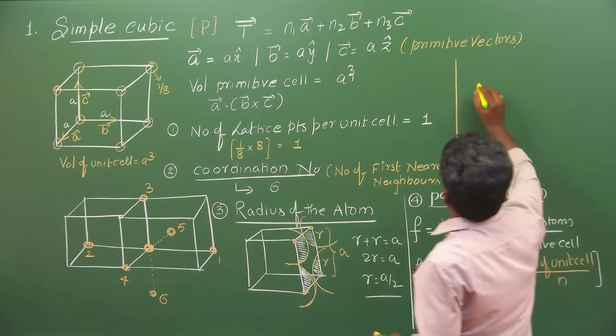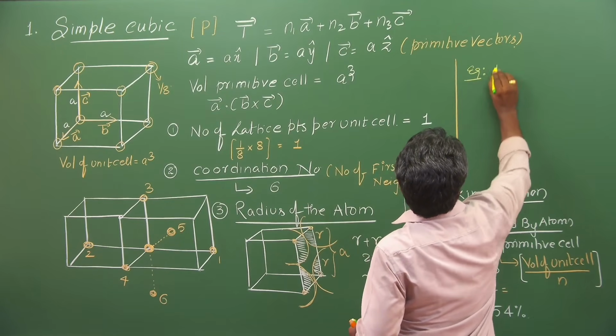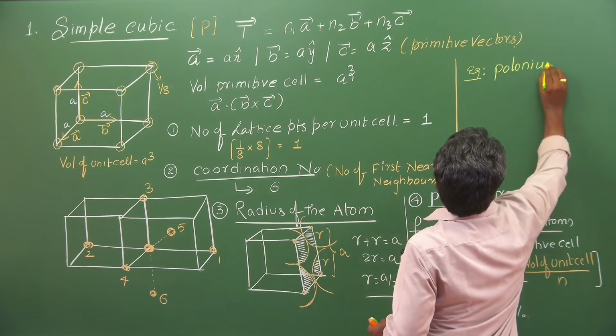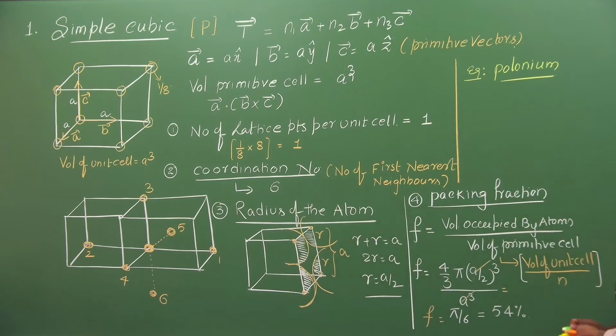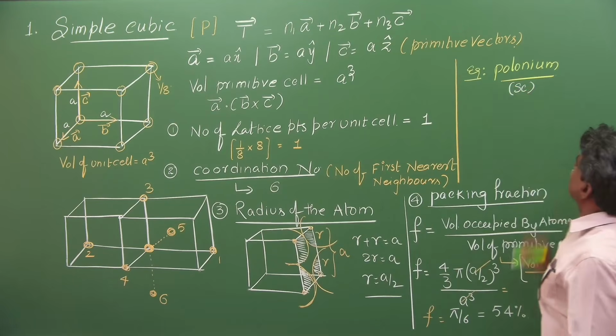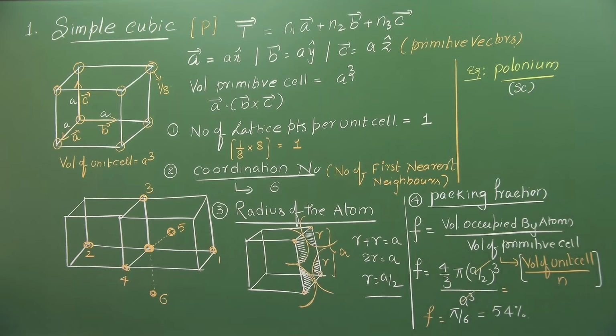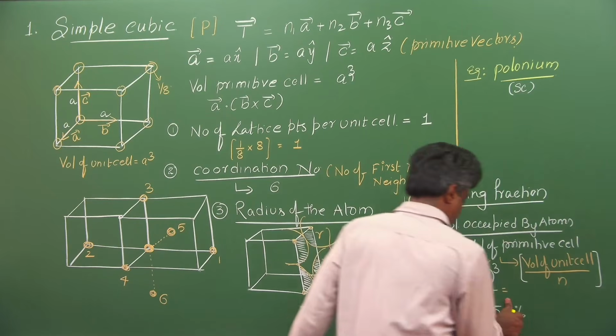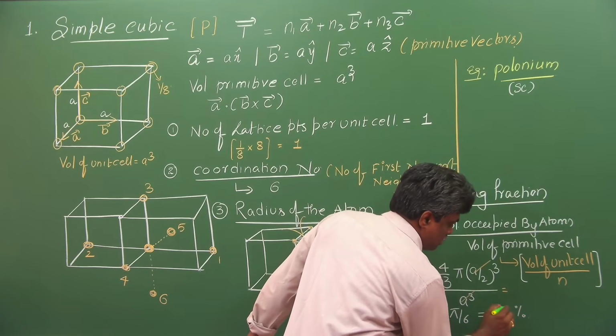So the example for simple cubic, polonium, simple cubic structure. Polonium is also simple cubic, SC. It's a 52.